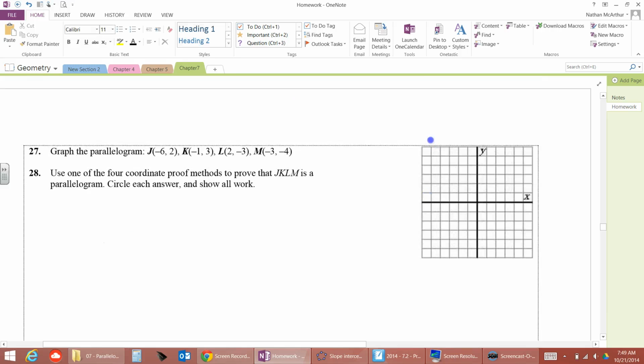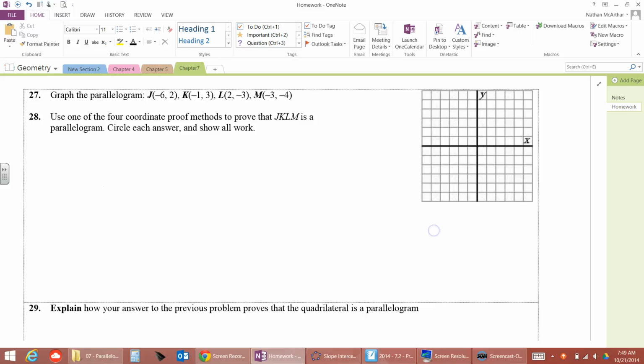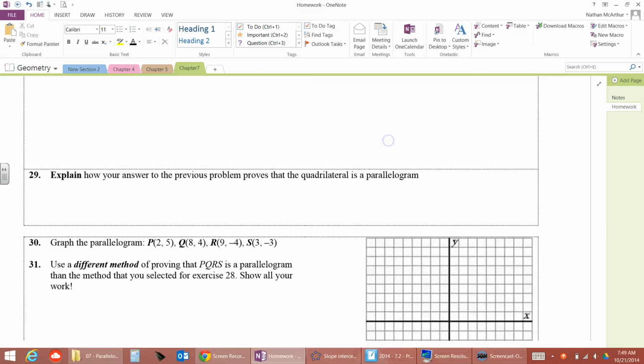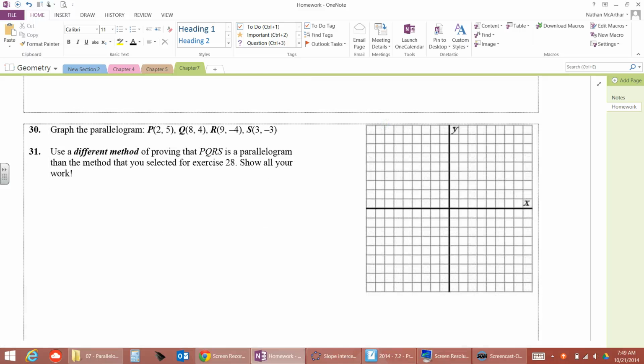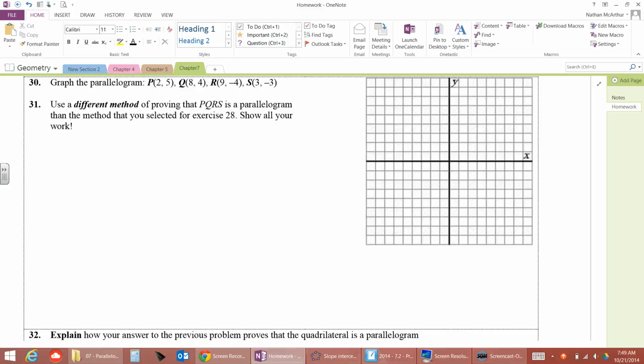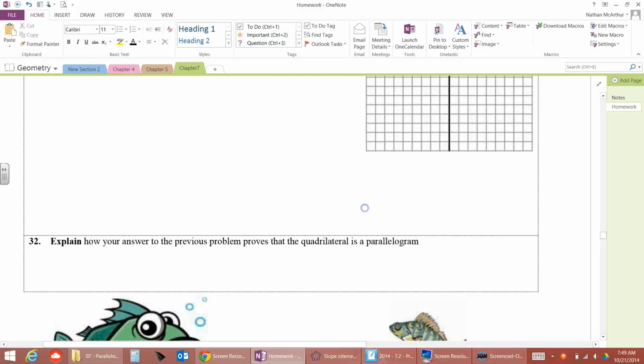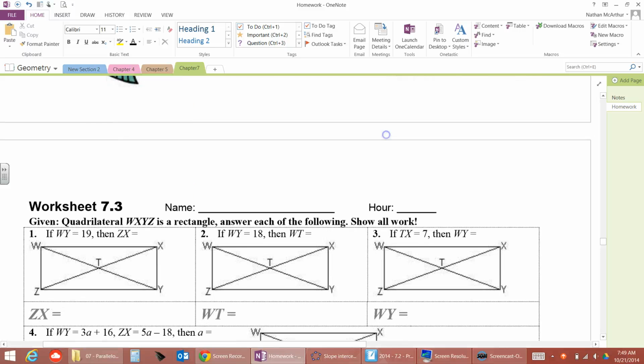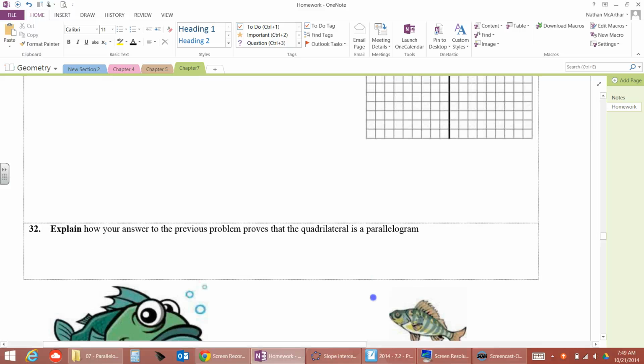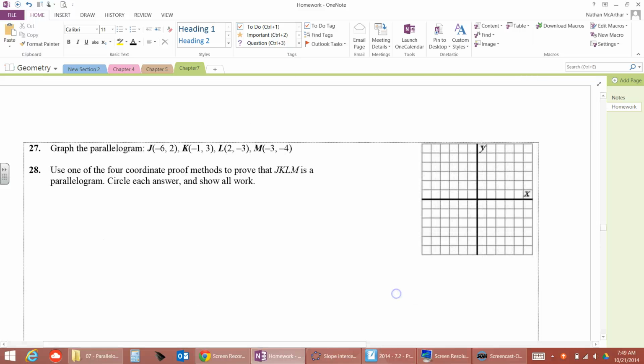All right. Graph parallelogram. Use one of the 4 coordinate proofs. Okay, so this is where you choose your own. I've shown you how to do all of them. These are going to be kind of like on the tests. Use a different method, so we're whittling them away. You've got to use 2 different methods, and then we're on to 7.3. So you have 2 questions of pick your own way.